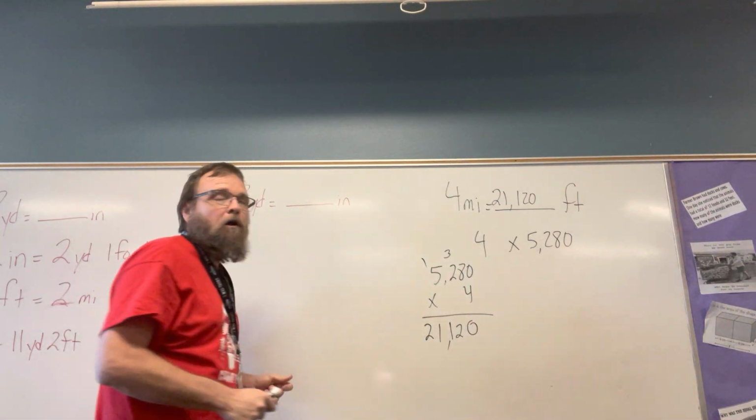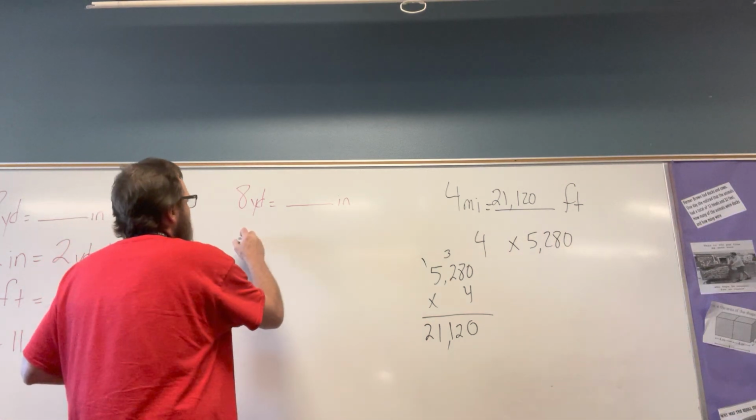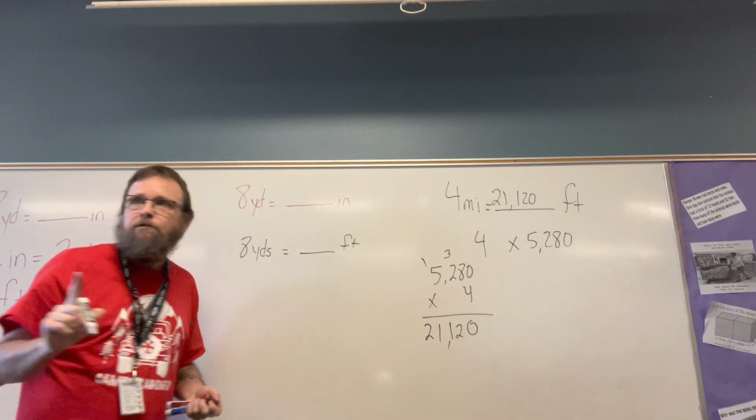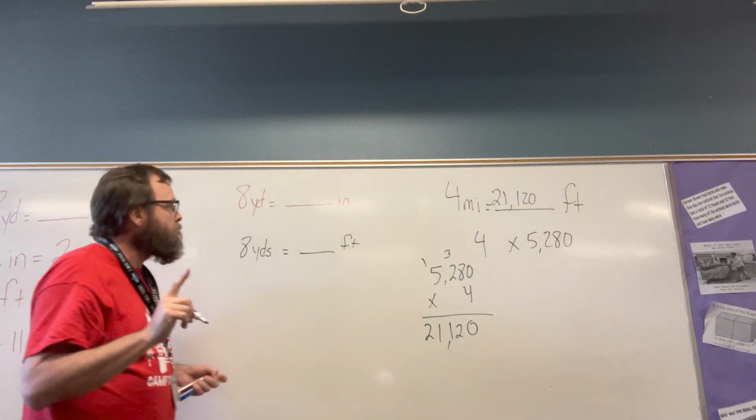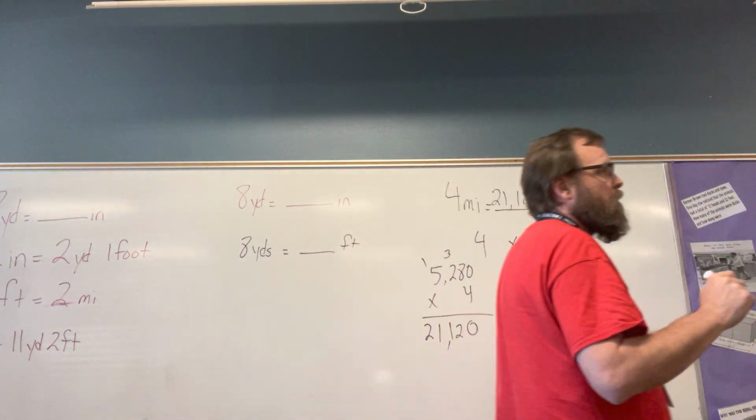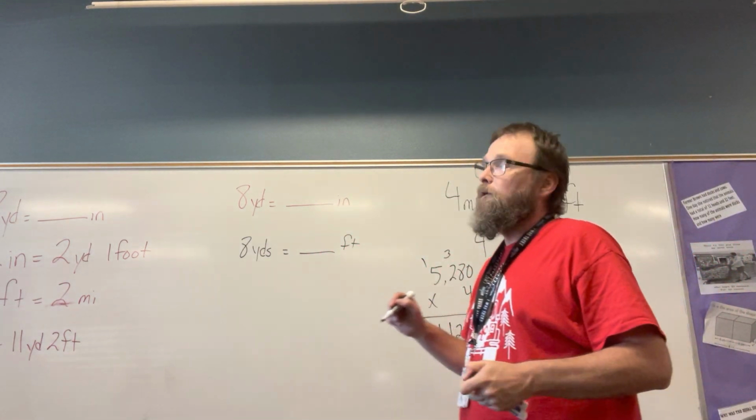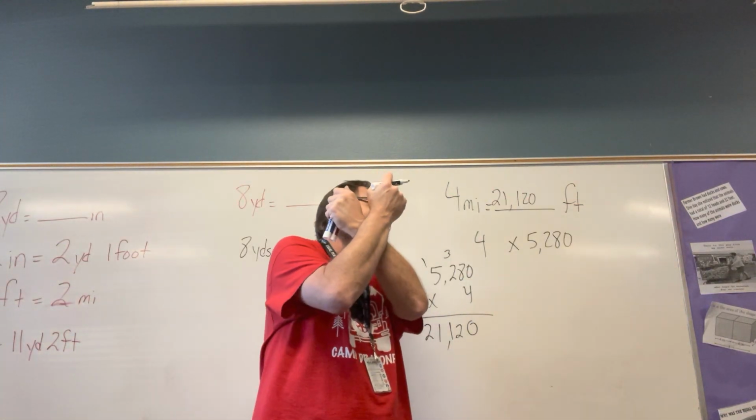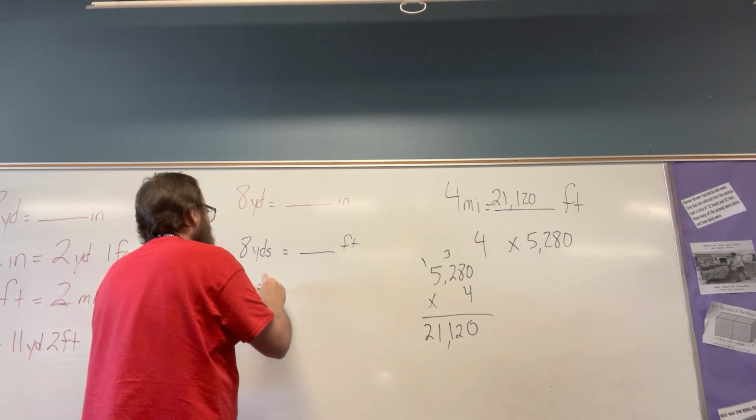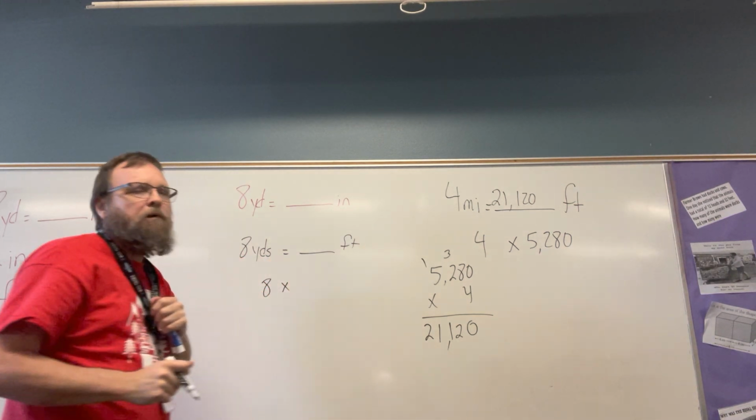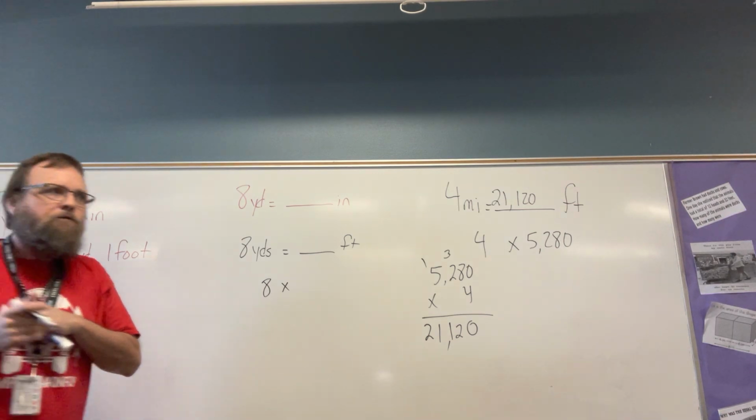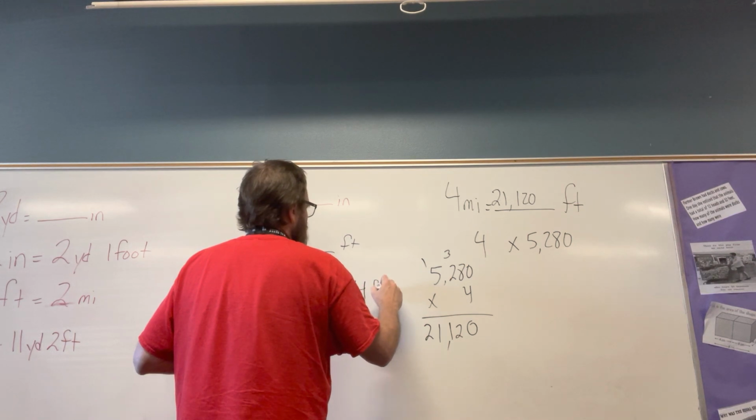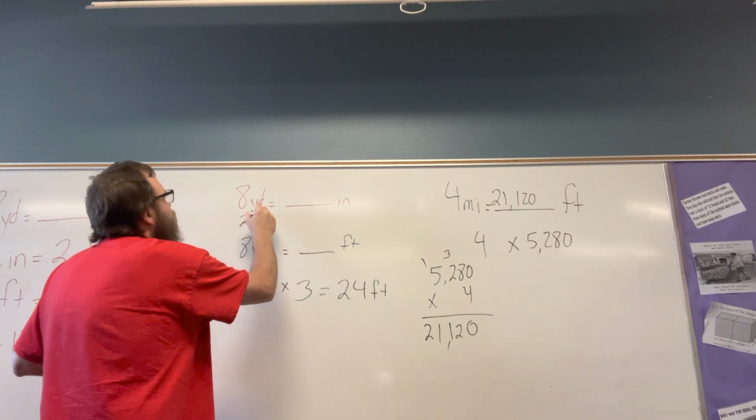I'm going to change yards to feet first. So I'm going to do 8 yards equals how many feet. I'm going to do that first so that then I can change it to inches once I know how many feet are in 8 yards. Well, I'm going from yards to feet, which means I multiply 8 times how many feet are in 1 yard. Good answer, 3. So 8 yards equals 24 feet.